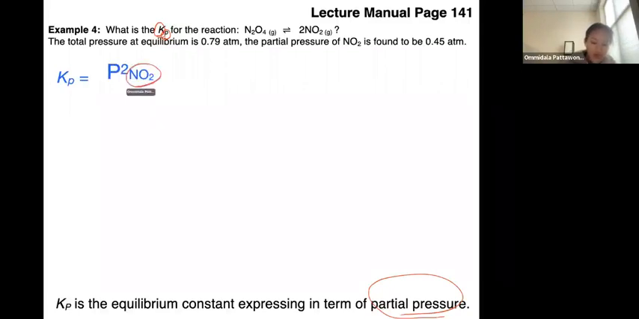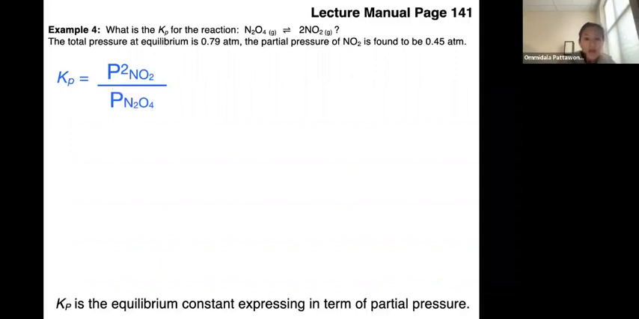Partial pressure of the product, raise that pressure to its coefficient, so this is 2. You are going to divide this by the partial pressure of the reactant. Same thing, it's still going to be product over reactant, but we are going to use partial pressure instead of concentration.